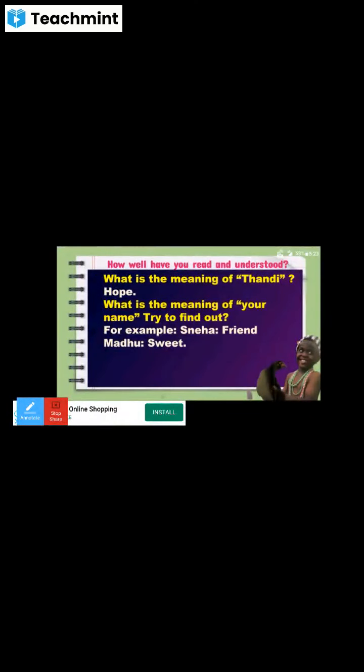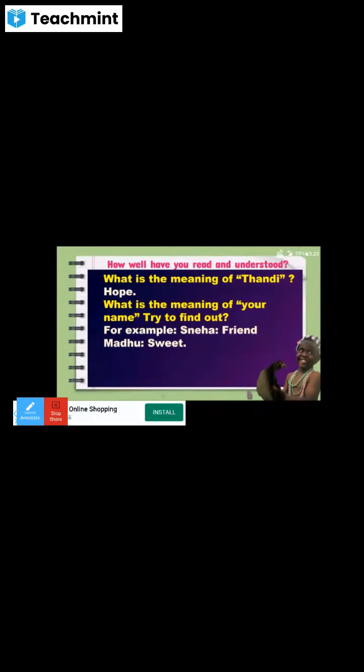We are talking about Thandi's story. Now we are discussing Thandi's story. Thandi is an Ndebele girl in South Africa. She came from an Ndebele village in South Africa. So here, Thandi means hope. I think every name must have some meaning. Like Sneha, it's a female name, a girl's name. Sneha means friend.